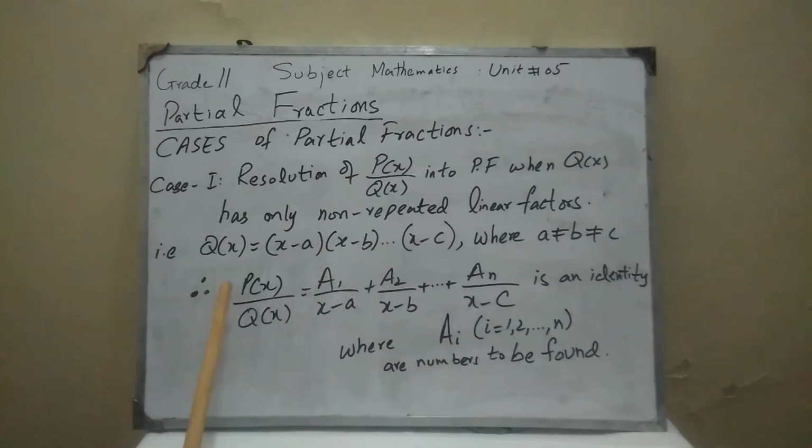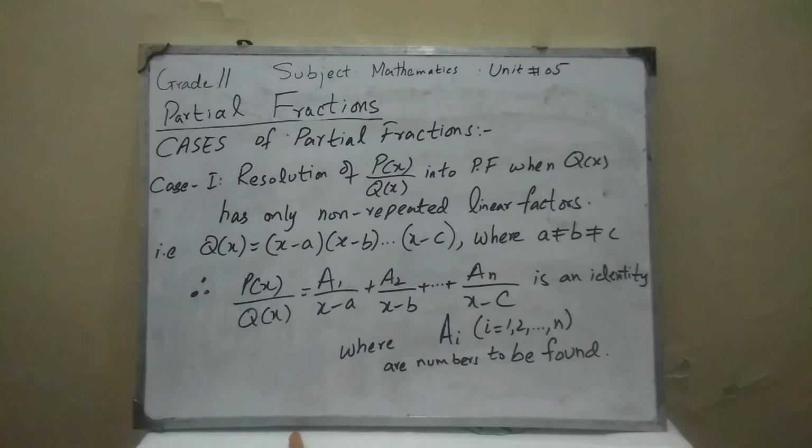Therefore, we can write the given fraction P of x by Q of x equals a1 by (x minus a) plus a2 by (x minus b) and so on plus an by (x minus c). This is an identity where the ai's, i goes from 1 to n, are the numbers to be found. Now let us go to exercise 5.1.